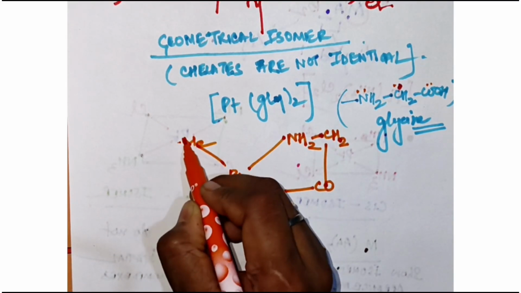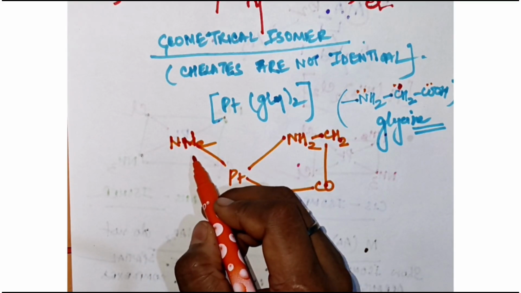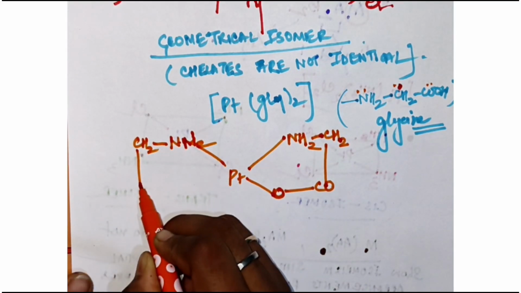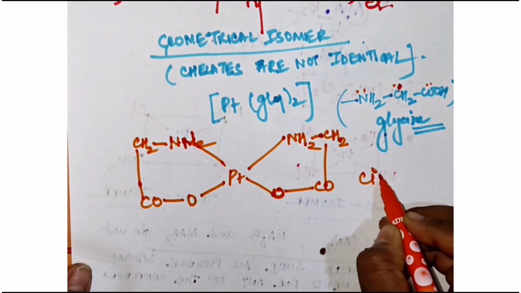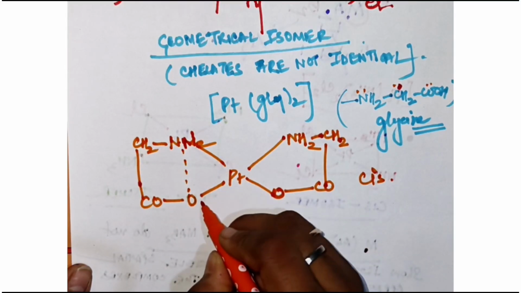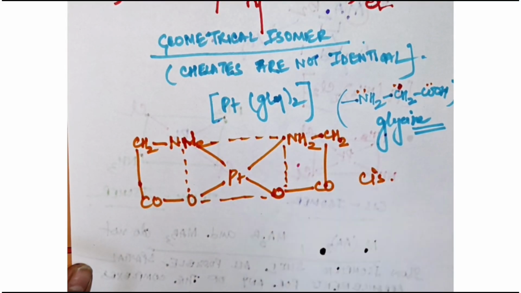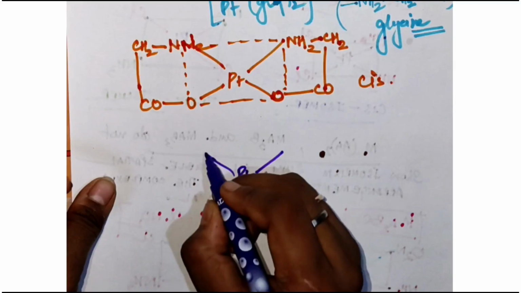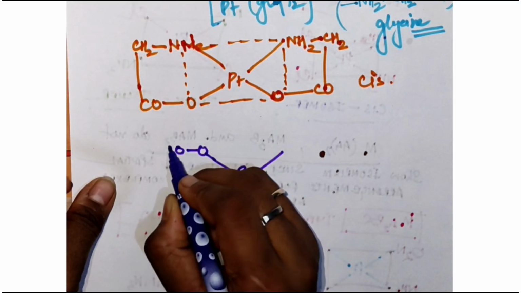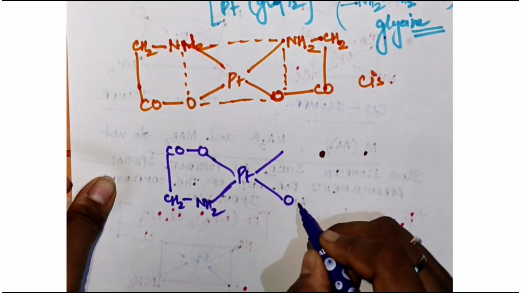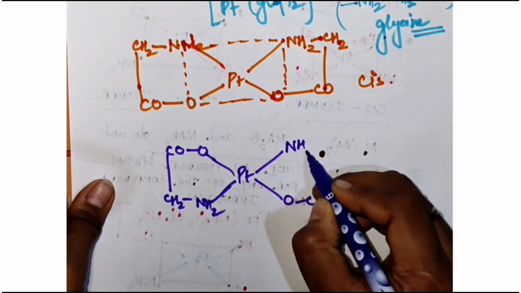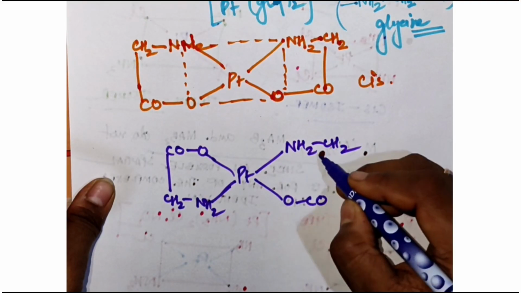See, this is NH2, CH2, COO, like this. So this is your cis one, cis. This is cis, and what will the trans be? Trans will be like this: platinum, O, O, C, CH2, NH2, O, CO, NH2, CH2.